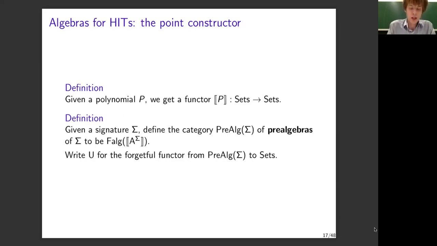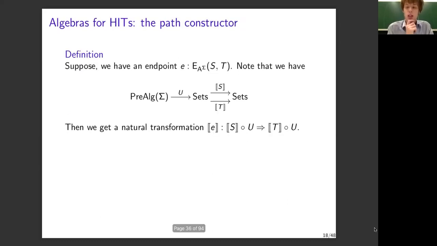So let us write U for the forgetful functor from the pre-algebras to sets, and we'll use this one to interpret endpoints. So the higher inductive type is not only given by a point constructor, but we also have path constructors. And these path constructors have a left and a right endpoint. So we also need to interpret endpoints. And for that, we'll use natural transformations.